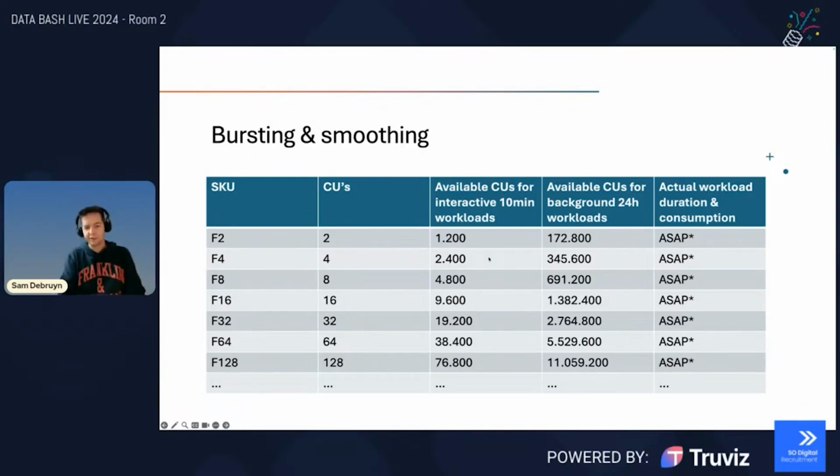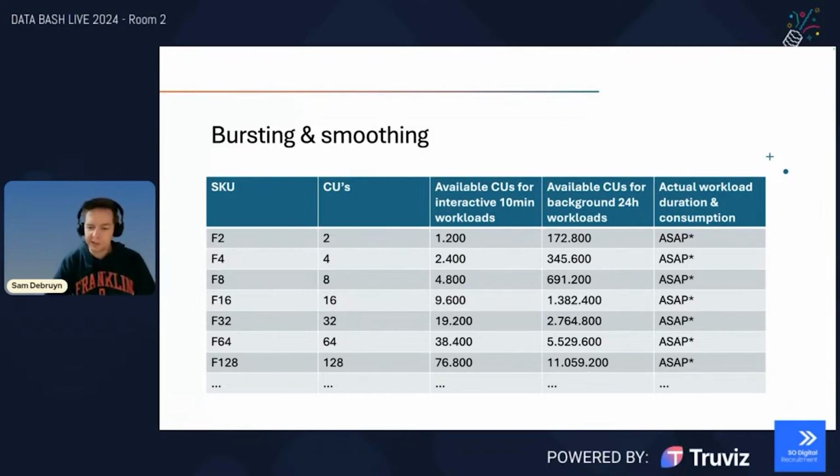So if we bring this all together, for example, an F4 SKU, 4 capacity units, in the next 10 minutes, we can use the capacity unit seconds that we'll have for the next 10 minutes. That means we have every second 4 capacity unit seconds. Multiply this by 10 minutes, and you get 2,400 capacity unit seconds. If we look at, for example, an F8, we have 8 capacity units. You want to do something in the background, like running a Spark job or a SQL query. If you add up the amount of capacity unit seconds for the next 24 hours, you'll get to over 500,000. So you can actually consume over 500,000 capacity unit seconds to run your Spark job.